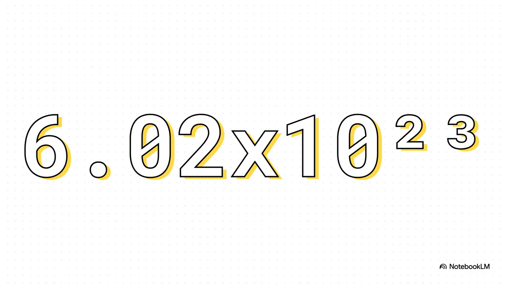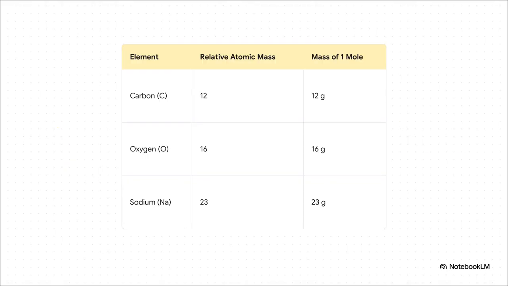It's 602,000 billion. It's a standardized amount, and it's basically the perfect bridge that lets chemists go from thinking about single, invisible atoms to working with amounts they can actually see and weigh in a lab. Okay, and this is where the magic happens. This is where it all clicks together beautifully.